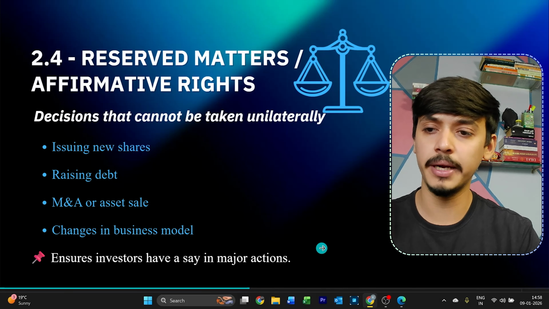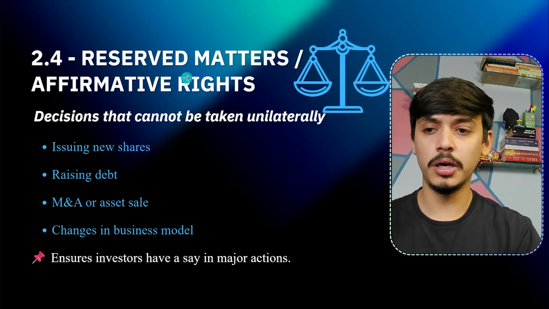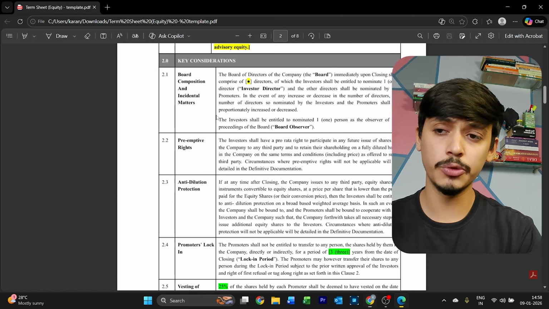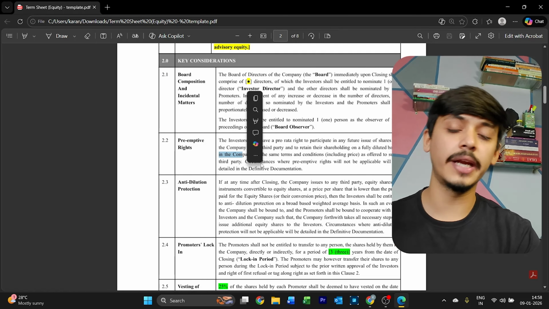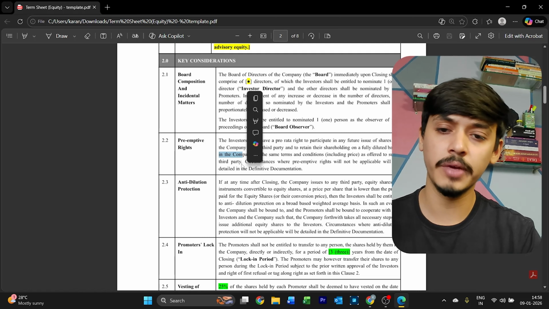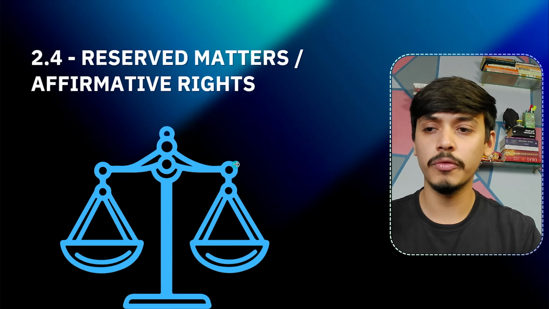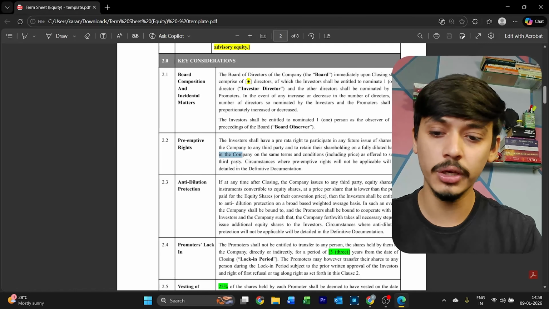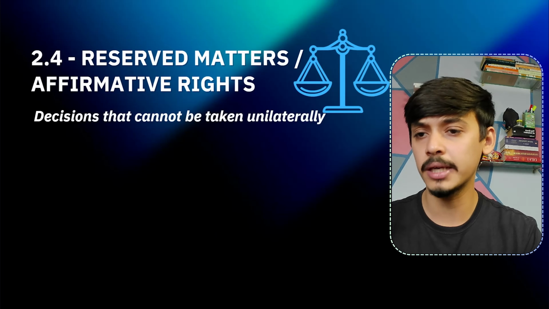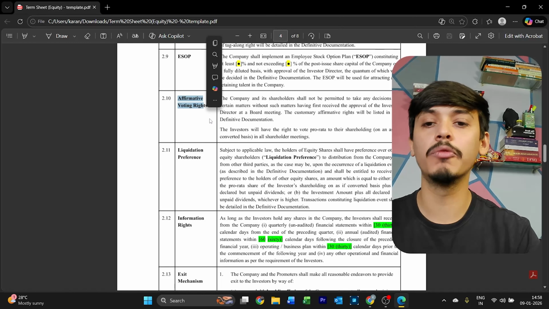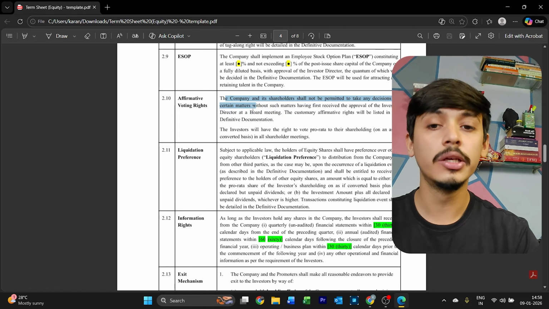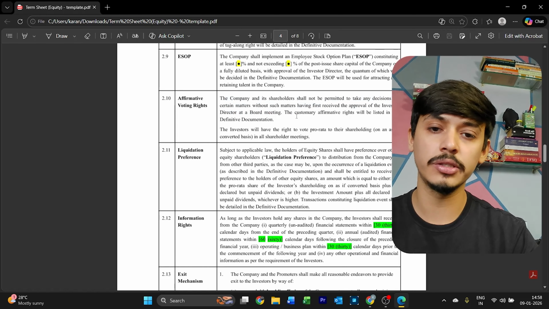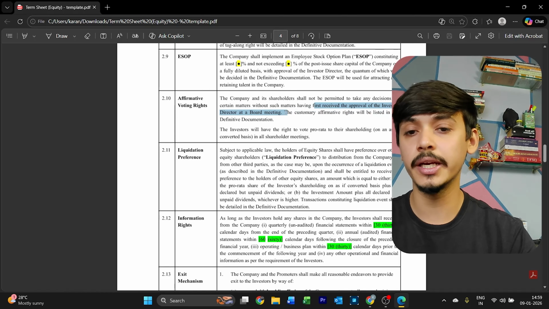Coming back to the template that we have, so when we covered this clause number 2.3, here control rights were mentioned, and that is covered over here in preemptive rights, and this mentions how many rights will be given to the investors when they invest into the company. So that takes care of clause 2.1 and 2.2 over here. We are looking into reserved matters and affirmative rights. So here we have affirmative voting rights. The company and shareholders shall not be permitted to take any decisions on certain matters without such matters having first received approval of investor director at board meeting.